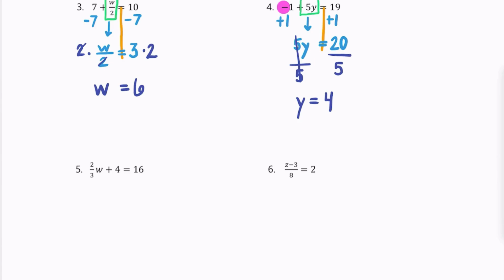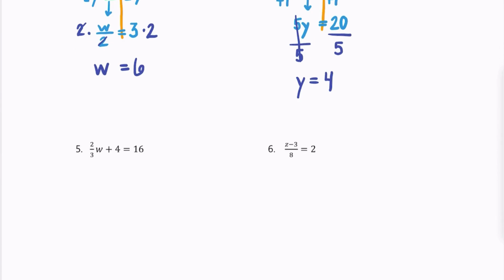All right, moving right along to our last 2, number 5 and number 6. Okay. So for number 5, what I want to put in my box is my 2/3 w. I need to get that box by itself, so I currently see a plus 4. So what I'm going to have to do is I'm going to have to subtract 4. Okay, I'm going to bring down my 2/3 w. 4 minus 4 goes to 0. 16 minus 4 will go to 12.